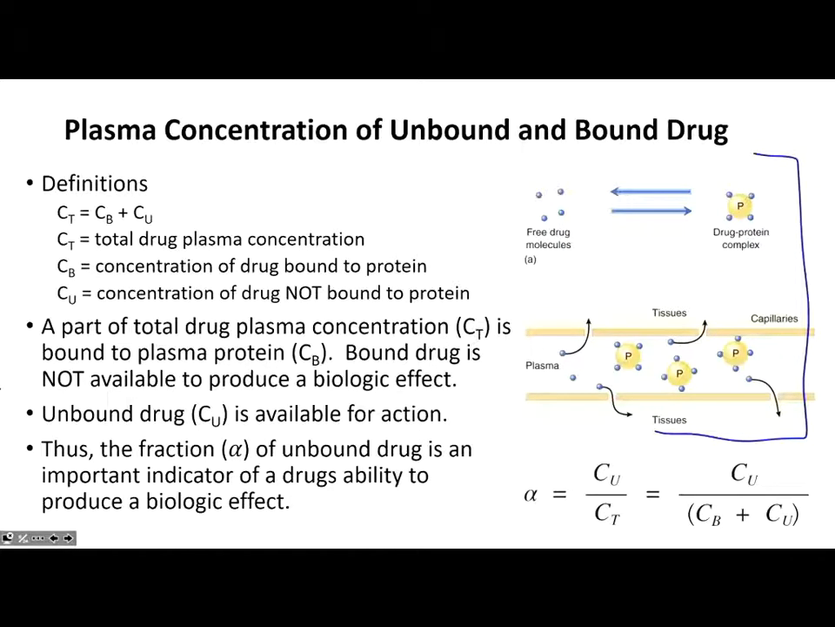Because what we really care about is, of the total amount in the blood, how much is unbound, because that's the percent that's going to be available to produce an effect. So essentially, some definitions there: total is bound plus unbound. The alpha is the ratio of the unbound to the total, which also means the unbound to the combination of bound and unbound.